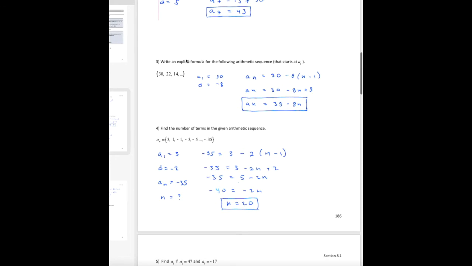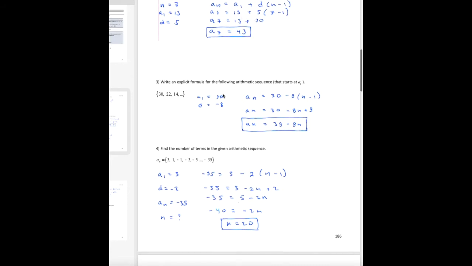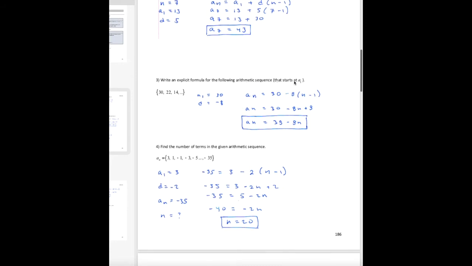Number 3 here, write an explicit formula. So now we're trying to get something more like this right here for the following arithmetic sequence that starts at a sub 1. We're given 30, 22, 14, and then we have to deduce what we can from that information. So we know the first term right here is 30, so I wrote that one down. The difference, notice this time it's counting down by 8, so I want to be careful that I get that negative 8 on there, because we're starting at 30, and then this would make the next one 22, down from there would be 14.